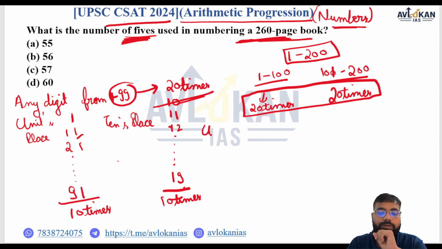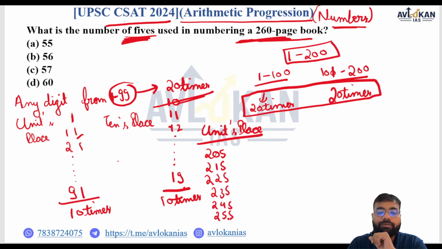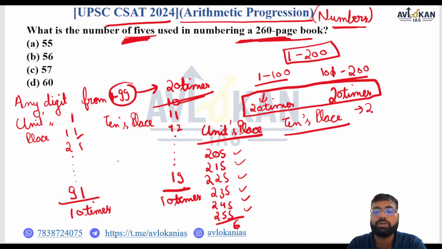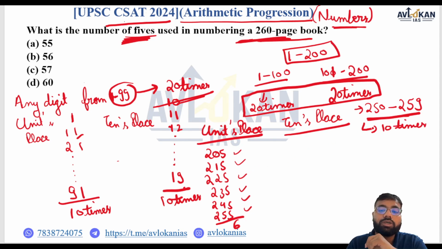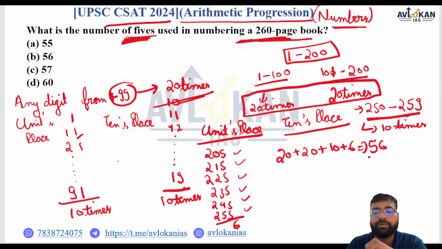Next we are remaining with 200 to 260. So let's talk about the units place. So at the units place it is going to be 205, 215, 225, 235, 245, 255. How many times? 1, 2, 3, 4, 5, 6. 6 times. And at the tens place, it is occurring for 250 to 259. That means all the 10 digits, 10 times, right? So total number of times are going to be 20 plus 20 plus 10 plus 6, and that means my answer is going to be 56.